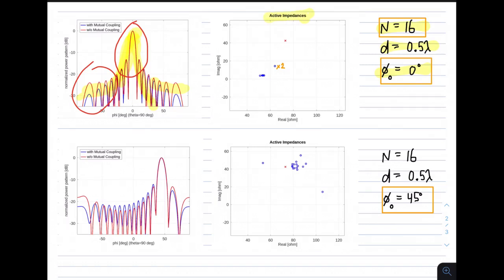What we see for a large array in broadside pointing is these are the active impedances, and they are, again, quite different from the self-impedance, but at least they are tightly clustered. These two active impedances, by the way, are for the outermost elements. So it's quite common to see for a large array that the interior elements have approximately the same active impedance, but the outermost or the edge elements have a significantly different active impedance. And of course, what we said about scan dependence in the N=4 array also applies here.